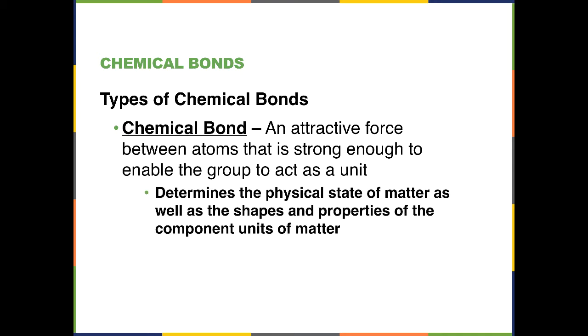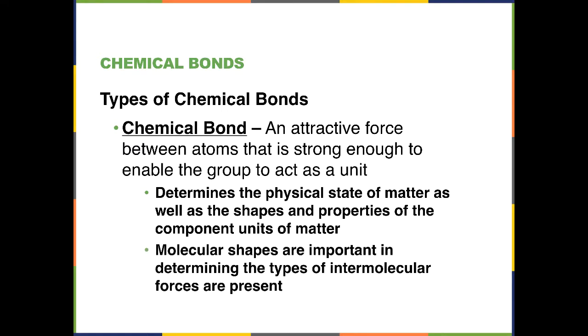Chemical bonding is extremely important because it determines the physical aspects of the matter that is composed, as well as the shapes and properties of the component units of the matter. So the chemical bonding that occurs determines the properties of the molecules that are formed in the compound. Molecular shapes are important because they determine the types of bonding, or forces, that occur between molecules. Intermolecular means between the molecules, and so the various shapes help to determine what sorts of forces are present and how strong they are.